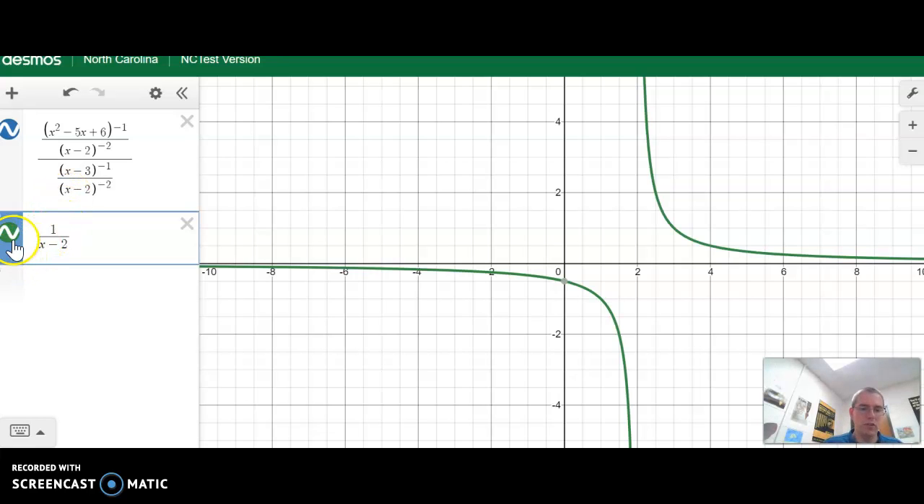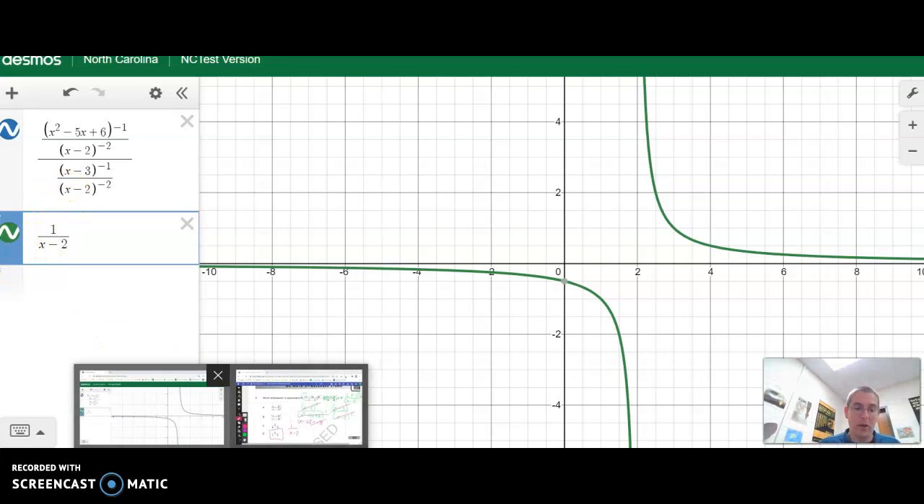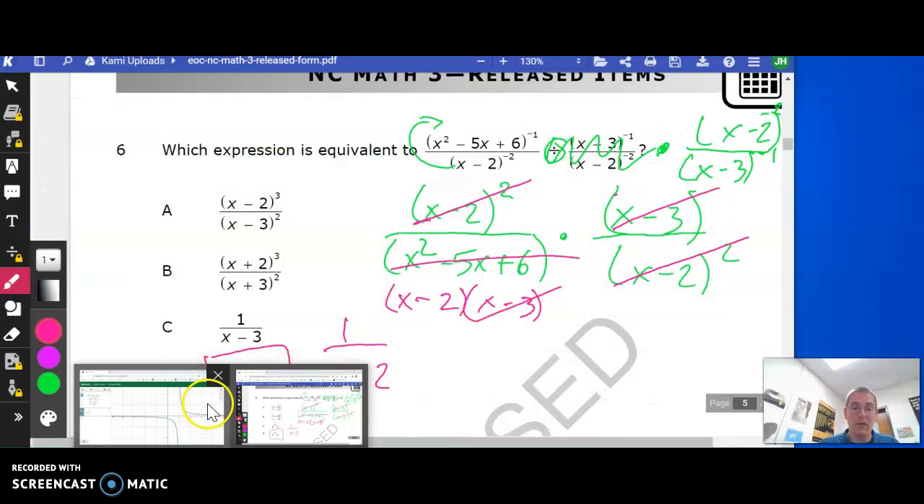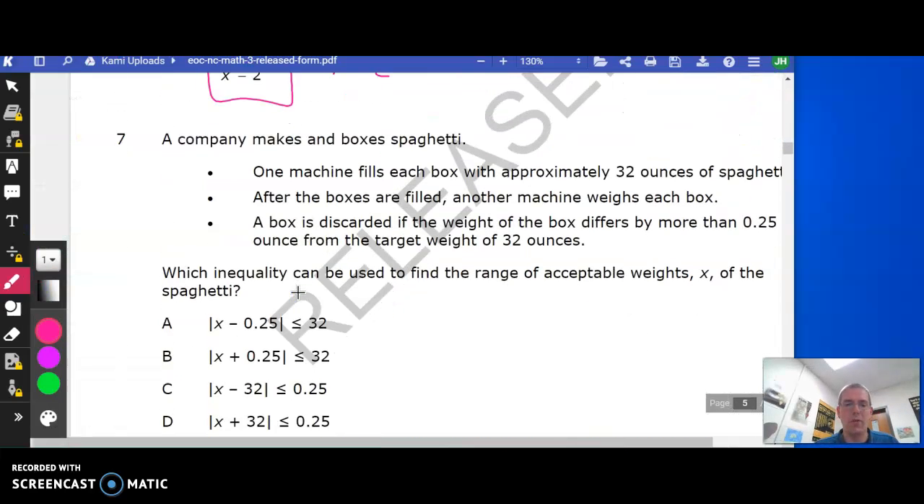So that is a way you could have checked it using Desmos, or you could have checked all the answer choices, and that would have been the only one that worked. But for sake of time, we'll move on.